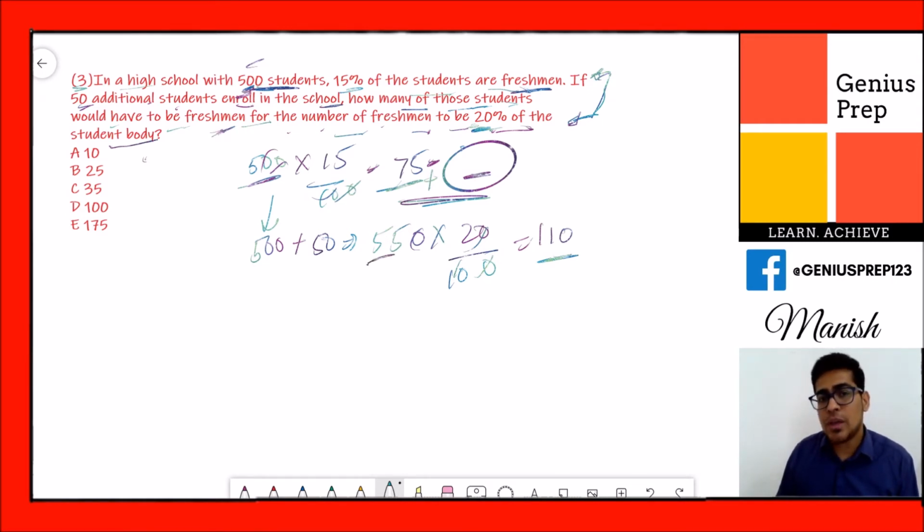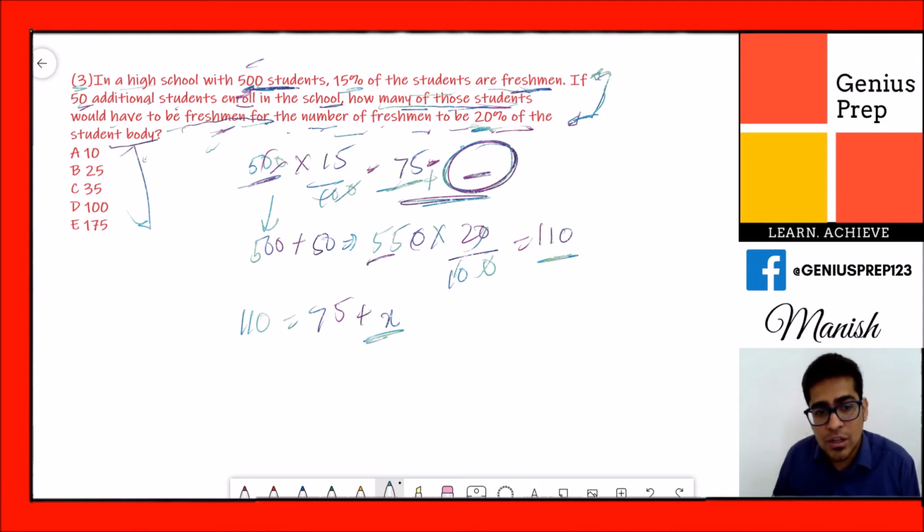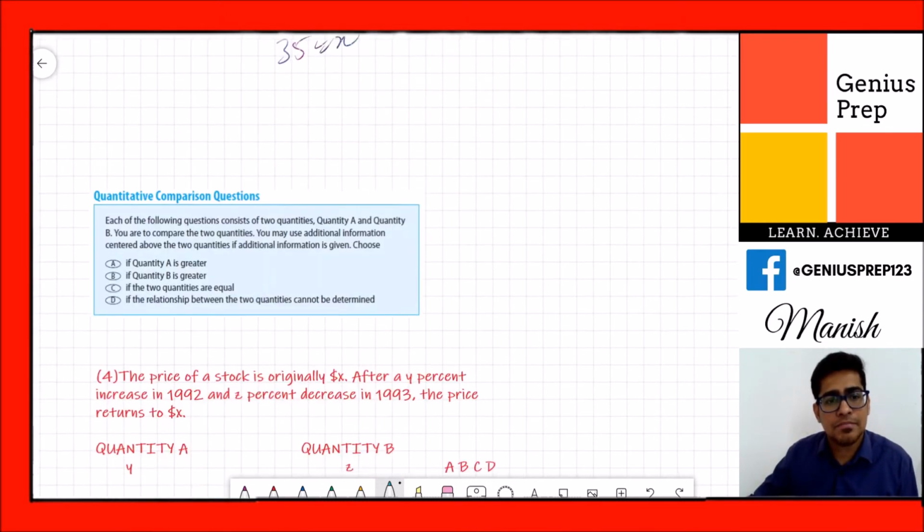Okay, so now this is not the answer. What does this question say? How many of those students would have to be freshmen? So what is this number? Now we have 110 as the total number of freshmen, 75 were already there. Now we need to find out how many it has increased. So it increased by 35. So this is the answer. Option C is the answer. Okay, I hope you understand this.